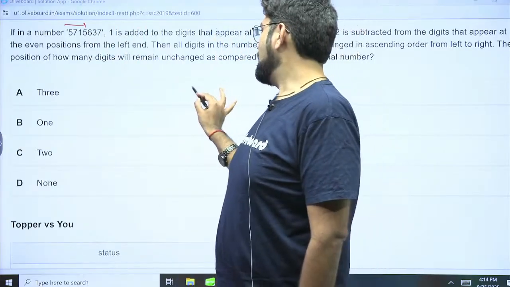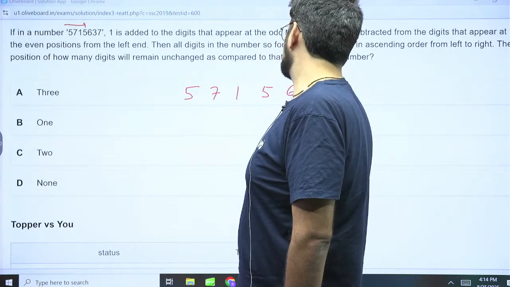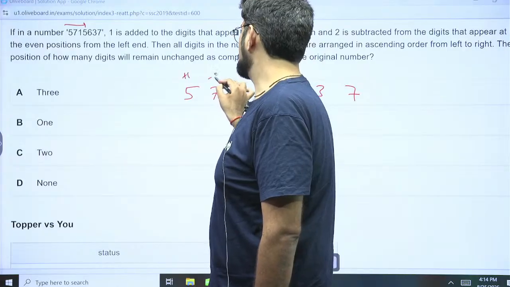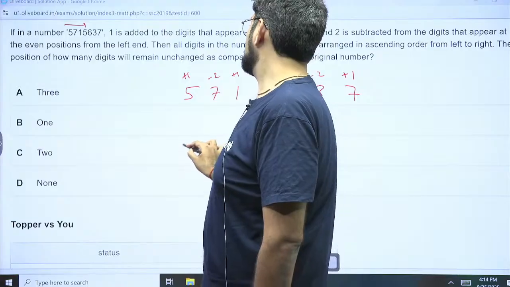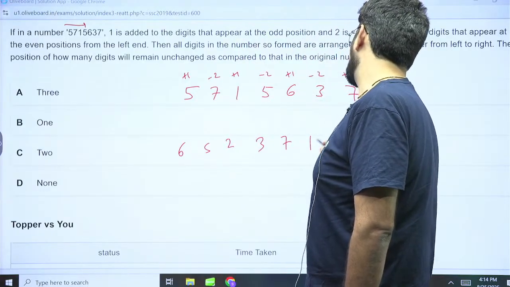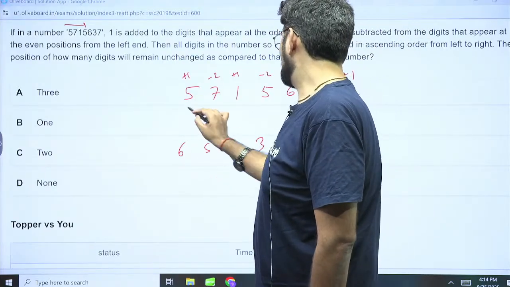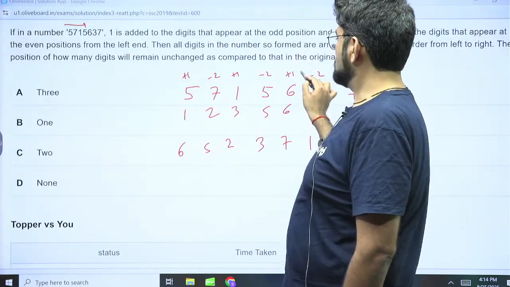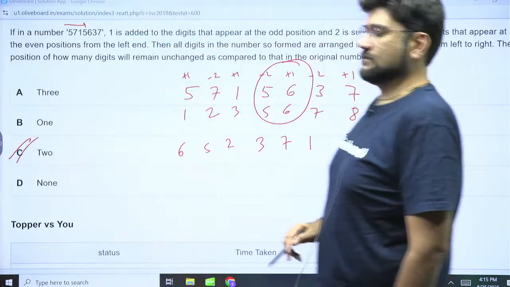Okay. So we have this one set here, 5, 7, 1, 5, 6, 3, 7. Now, quickly do this. So we'll say plus 1, minus 2, plus 1, minus 2, plus 1, minus 2, plus 1. Okay, so this is 6, 5, 2, 3, 7, 1, 8. Now, arrange this in ascending order right below it. So, 1, 2, 3, 5, 6, 7, 8. So, how many digits are not changing their places? I think only 2. Option C is the right answer.